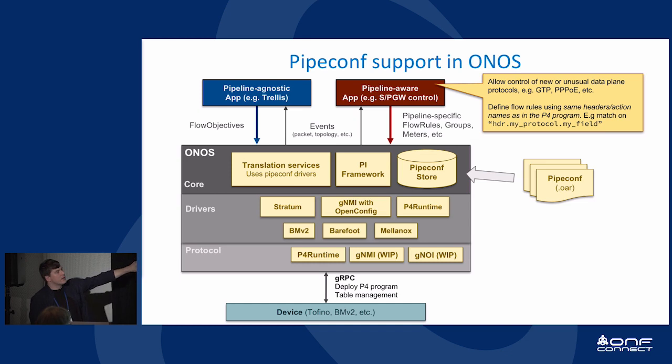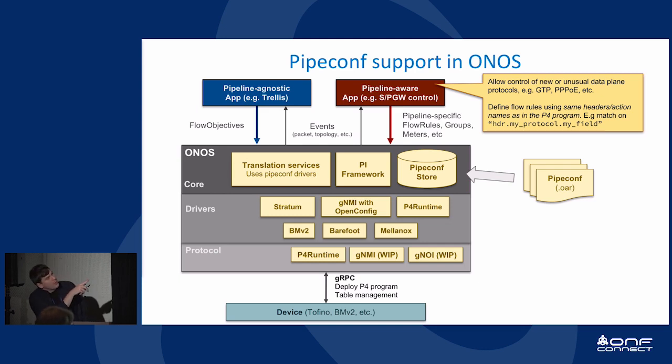Then in the core, we have things like the PI framework that I will talk about later, and translation services. These translation services are used to, for example, map between flow objectives and the table entries of the specific pipeline. We have the driver layer. We have protocol generic drivers like P4 Runtime, and I also put there gNMI because it seems to be very related to P4 Runtime these days, if you heard all the talks about Stratum. We have a Stratum driver that combines the two things together, gNMI and P4 Runtime, and then we have device-specific drivers like BMv2 that extend the P4 Runtime driver. BMv2 is a P4 reference software switch. We have Barefoot drivers to control Tofino-based devices, and also we have experimental support for Mellanox Spectrum 1-based devices.